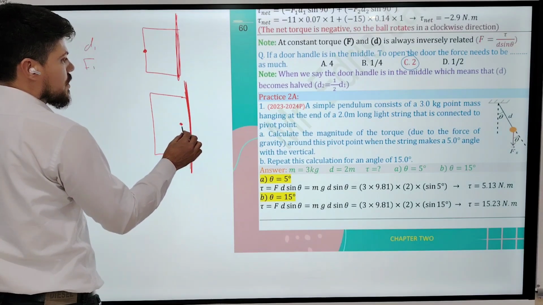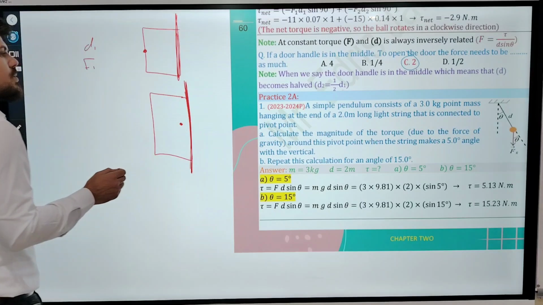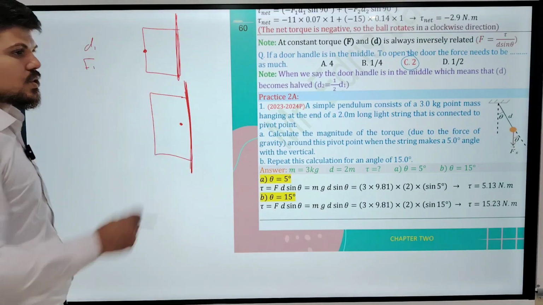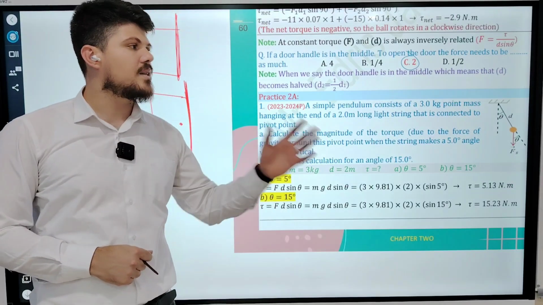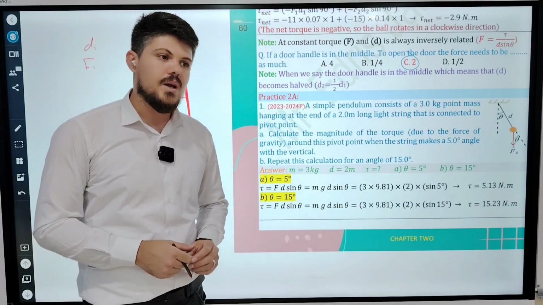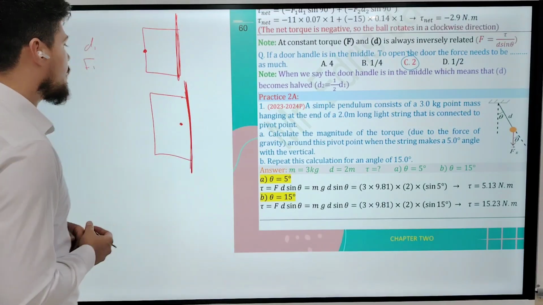Less distance requires more force. Why? Because distance and force are inversely proportional at the same torque. To open the door, the handle of the door should be located at the edge farthest from the axis of rotation. Why? Because more distance requires less force to open the door.